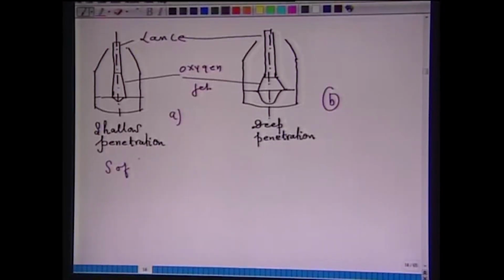So, in the terminology of refining, this particular practice is called soft blow, where this other is called hard blow. So, what do we note from here?